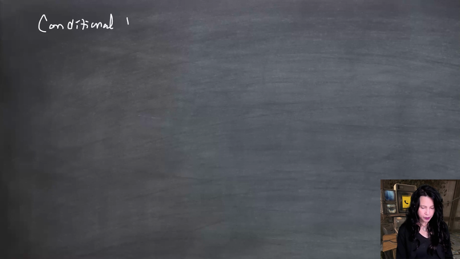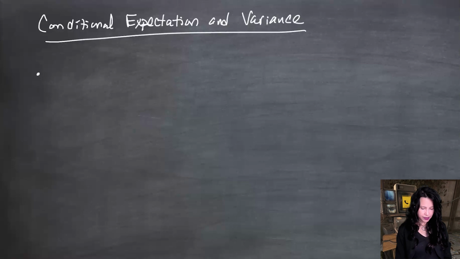I want to move to something else right now that is going to also move us towards the UMVU. But before we can talk about that, I need to talk about conditional expectation and variance. So I'm going to have kind of a long list of things. I guess I'll use bullets here.